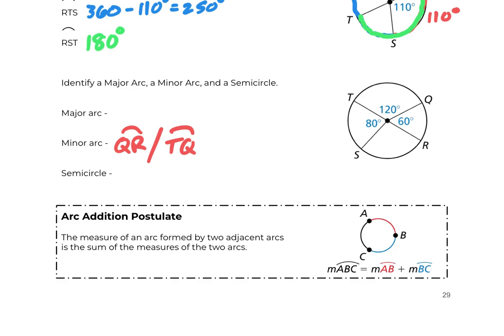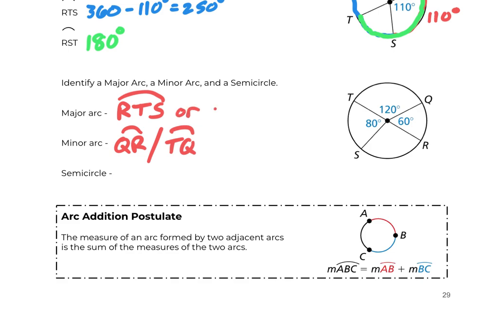Major arc. The biggest thing here is the major arc has to go past halfway. Where do I start? Doesn't really matter where you start. So if I started at R, I could go R and go all around to S. I've got to go past halfway. We know that T is halfway. So when I name this, I'm going to go R, T, and stop at S. But I'm using three letters. R, T, S.